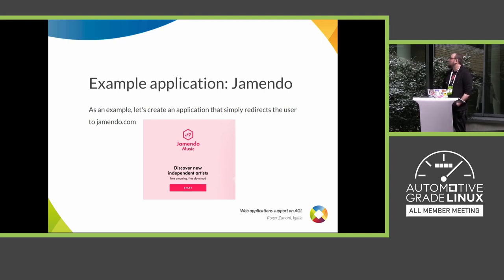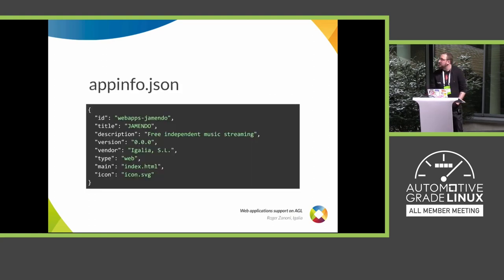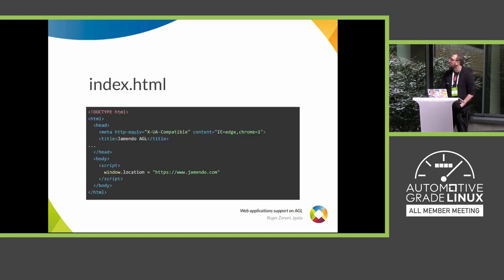As an example, we are going to make an application that just starts up and redirects the user to the Jamendo main page. It's just a music service for independent artists. And this is the app.info.json file. It contains some metadata, and the most important ones here are the ID, title, type, and the main file. That's the main HTML file that will be loaded when one starts managing this application. And this is the index HTML page. It just redirects the user to jamendo.com.